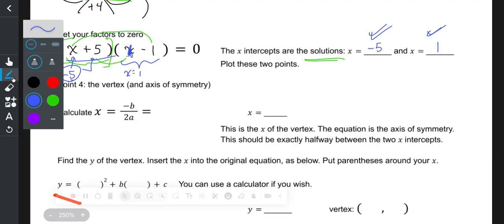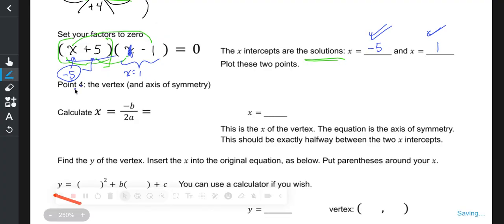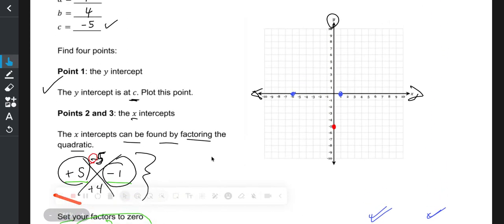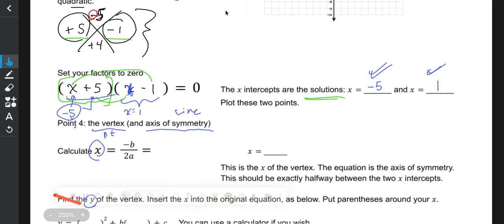Last point, which is the trickiest one, the vertex. The vertex and the axis of symmetry are kind of related. This is a line, but this is what we really want, which is the point. And we calculate the point one step at a time. We're going to go for the x first, then the y. So the x comes from b and a. It's a formula called -b over 2a. So what was the b again? The b was 4. So if we're going to write -b, we're writing -4 because that's our b.